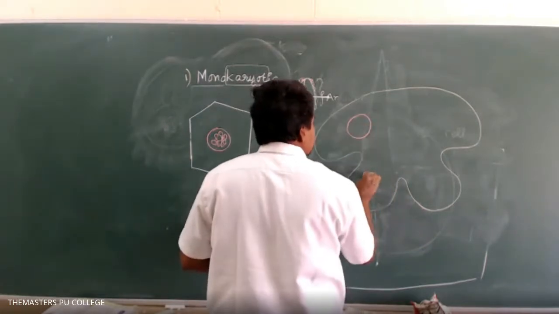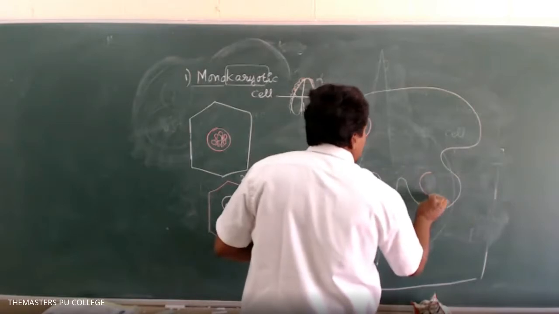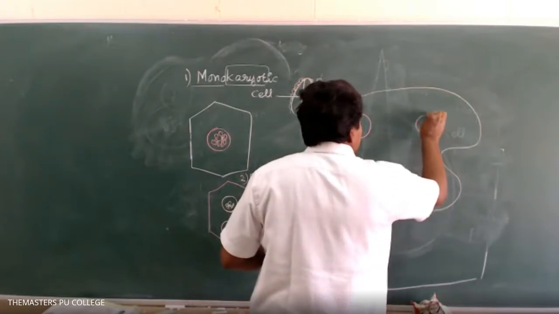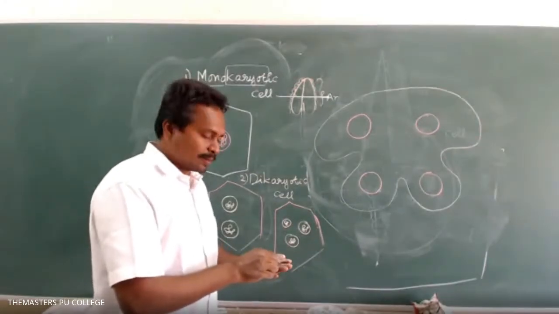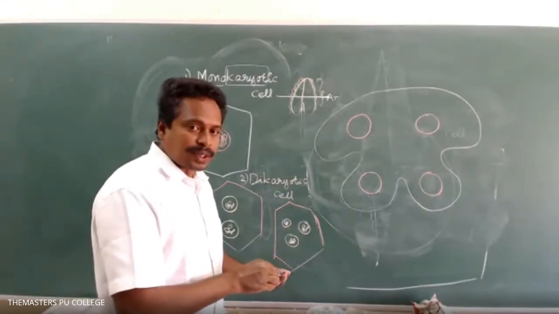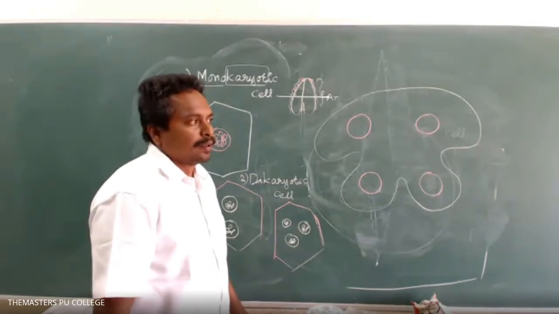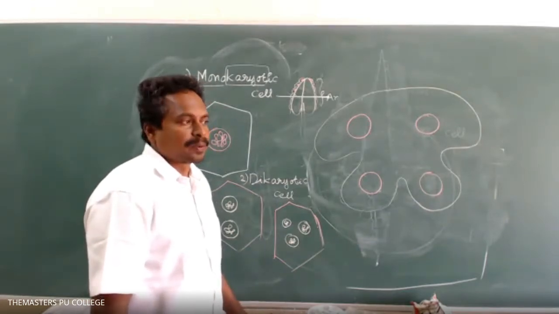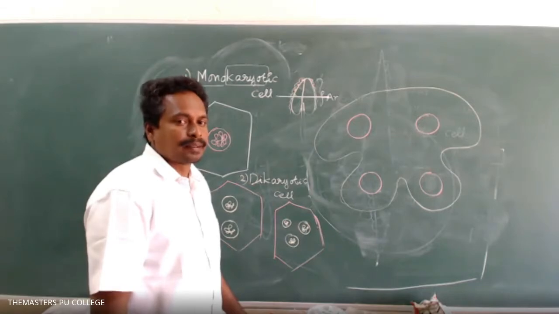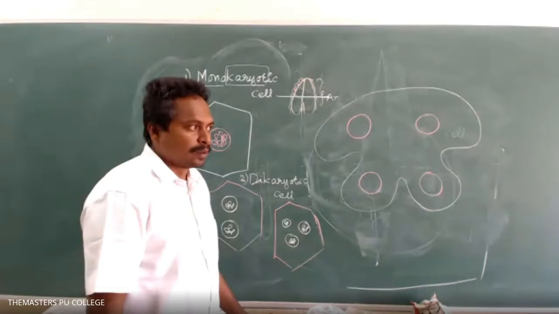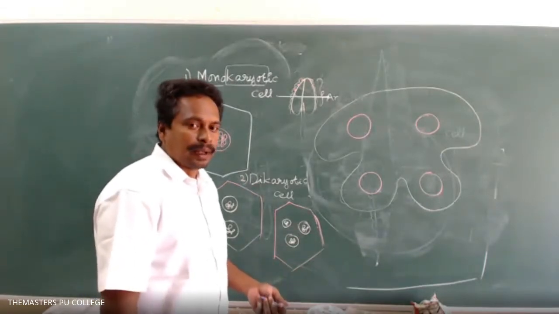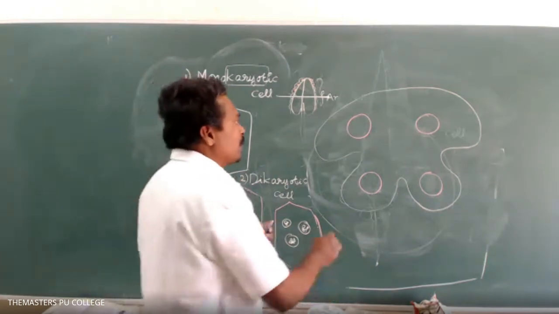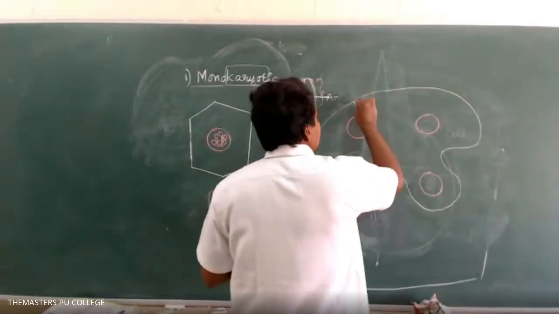How many microsporangia are present in a dithecous anther? You have learned about the TS of anther, the transverse section of anther. How many microsporangia are present in a dithecous anther? Four. Yes, four. Four microsporangia are present in a dithecous anther. Very good.